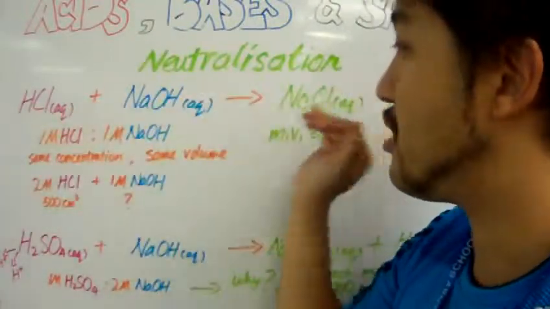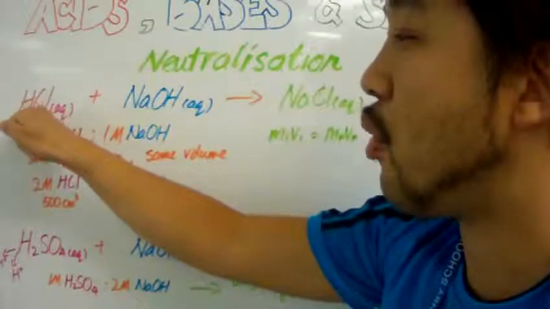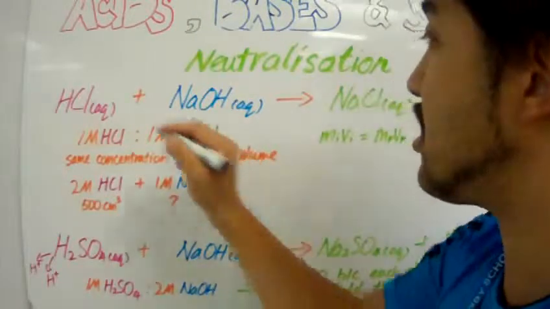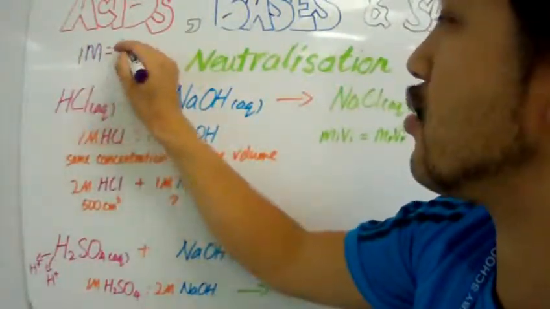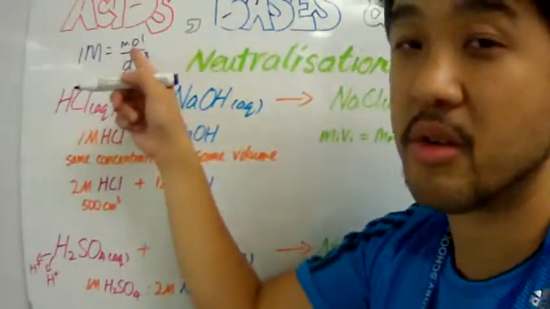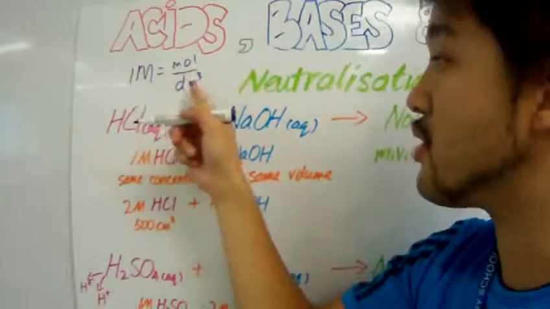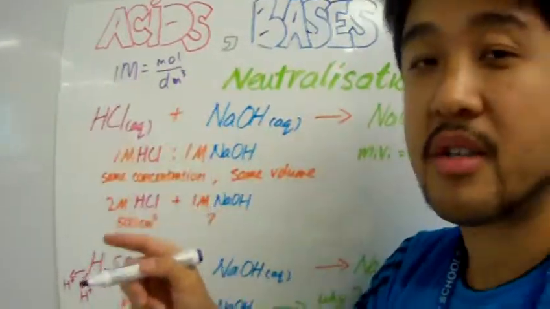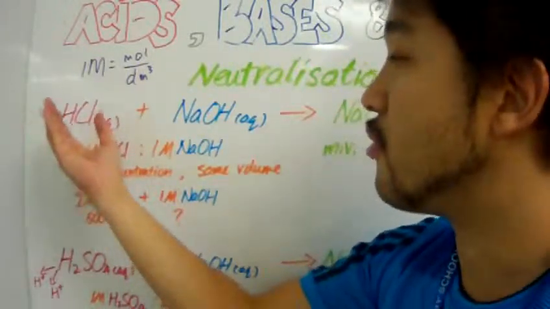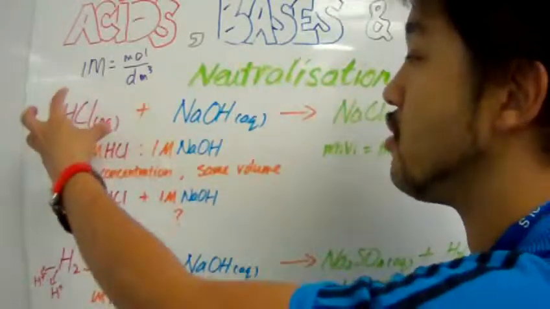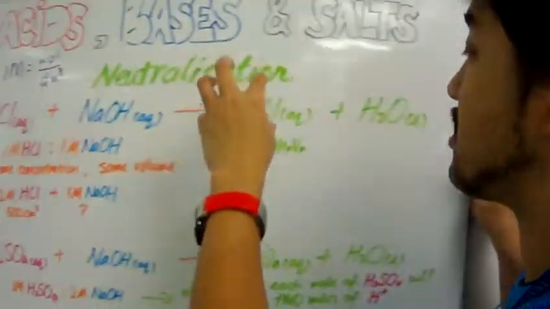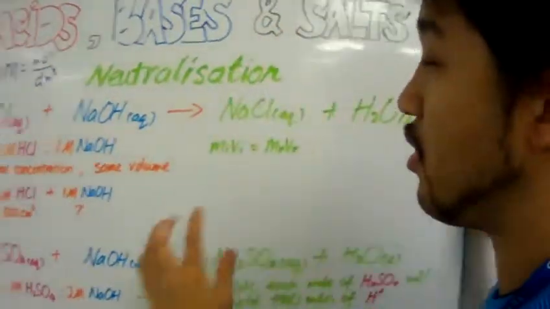From this balanced equation, we can determine that 1 molar, which is the concentration, equals the moles over the volume. So in our units, we'll be talking about moles over volume, and this is molar. From this equation, we can see that 1 mole of hydrochloric acid will react with 1 mole of sodium hydroxide to give us 1 mole of sodium chloride and 1 mole of water.